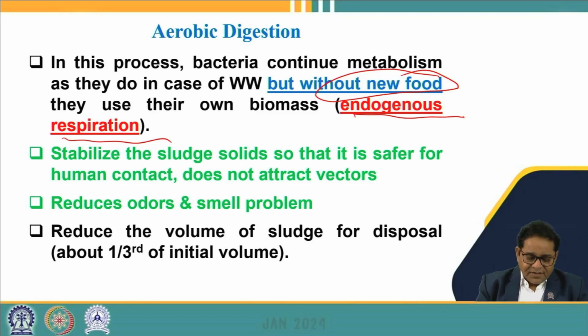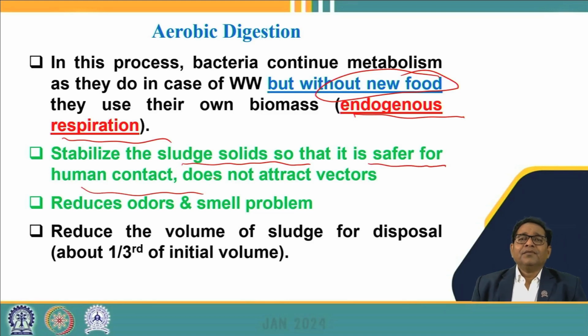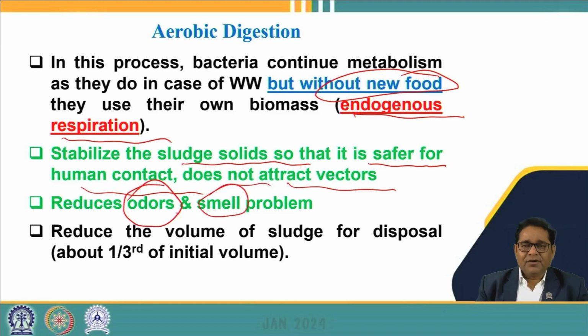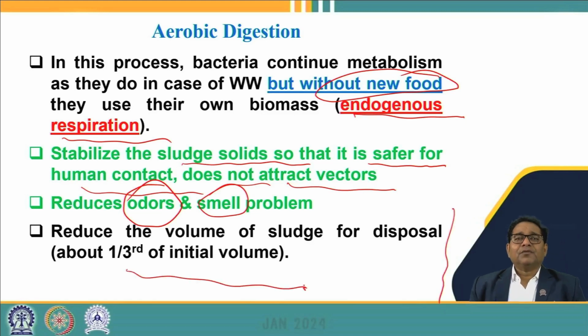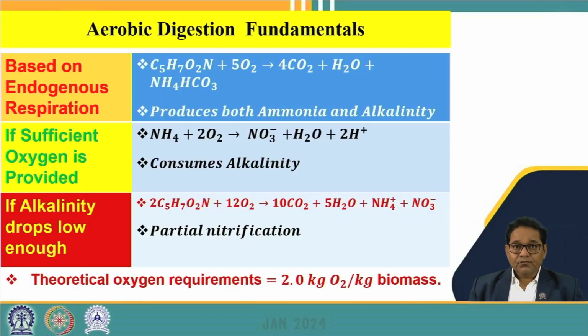The stabilized sludge in this process is very safe for human contact, as most of the bacteria are stabilized and they do not attract any vectors. After this aerobic digestion, the end products do not produce any odor or smell problem, whereas in anaerobic digestion a lot of biogas is produced, which may cause a lot of odor nuisance if not collected and treated properly. This type of digestion also reduces the total volume of the sludge to one third. So what are the basic fundamentals involved in this process?